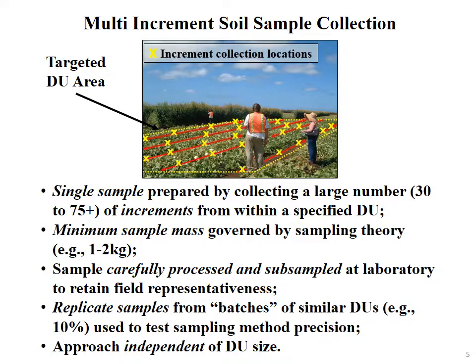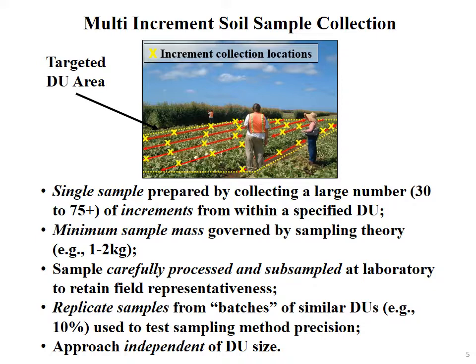Now, we talked early on about the use of multi-increment soil samples to characterize the decision unit. And again, tomorrow we'll look at this in more detail, the difference between discrete soil samples and multi-increment samples. So a multi-increment sample is simply a single sample of soil collected from a large number of points, usually 30 minimum to 75 or even more, within a specified DU. So at each one of these points we collect what we refer to as an increment of soil, typically 20 to 50 grams. And the soil is combined into a single sample for that decision unit.